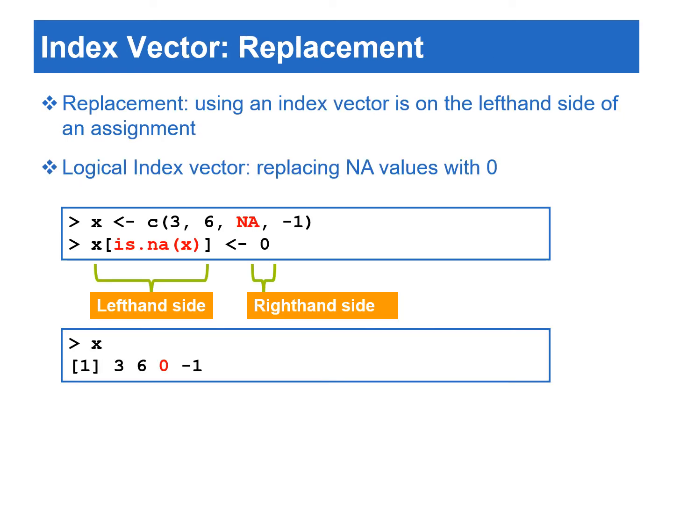We can use any type of index vector on the left-hand side of the assignment. This example uses a logical index vector to replace the missing value with 0. Notice that the logical index vector applying for vector x is placed on the left-hand side of the assignment operator, and 0 is placed on the right-hand side of the assignment operator.